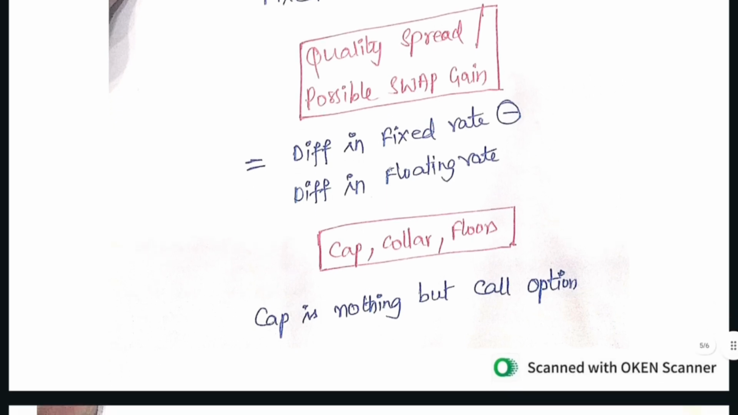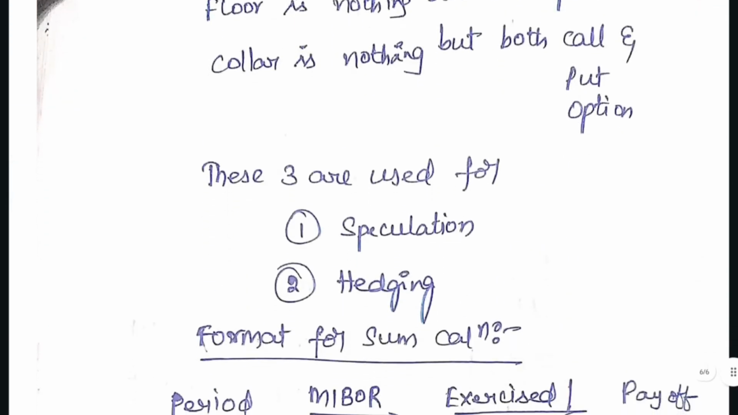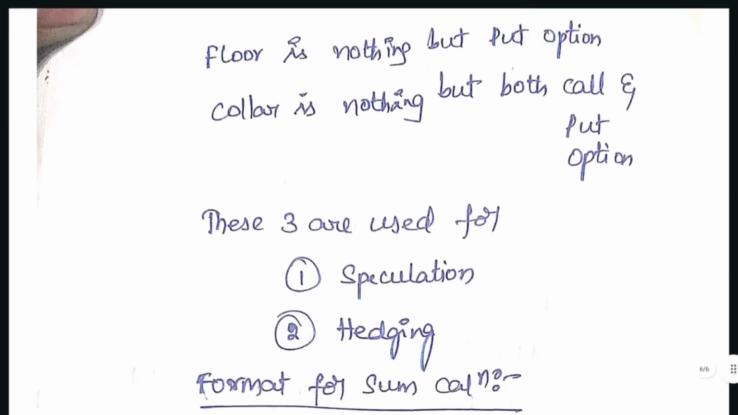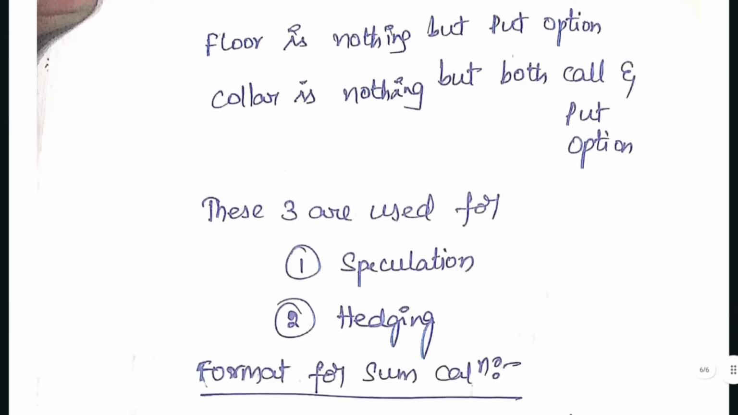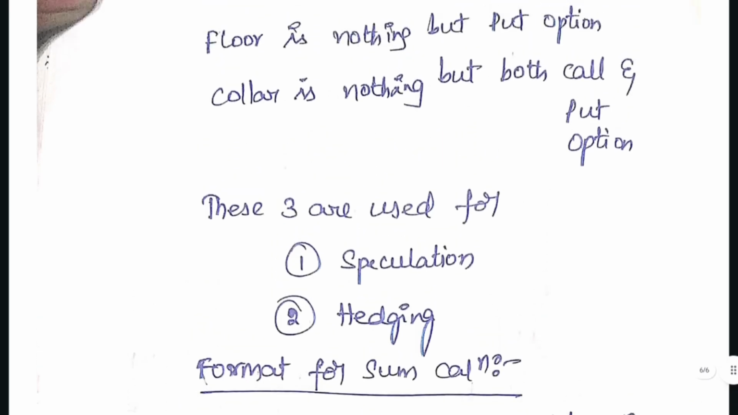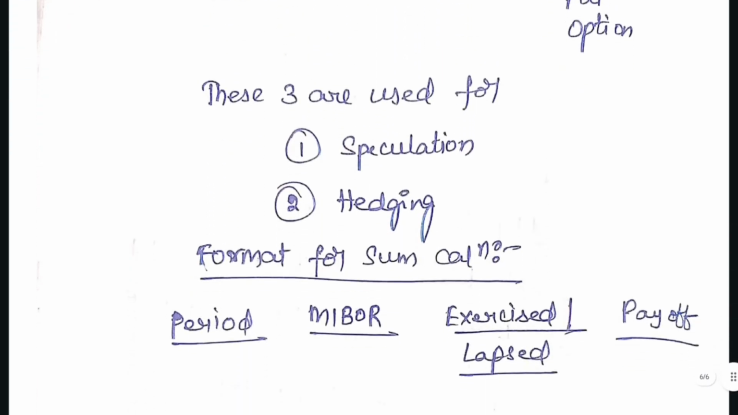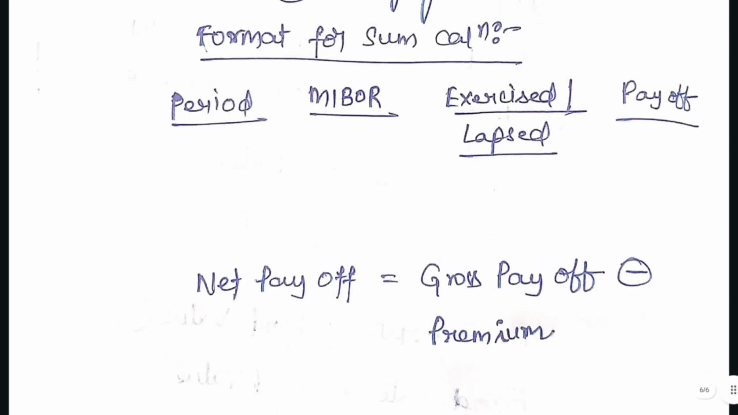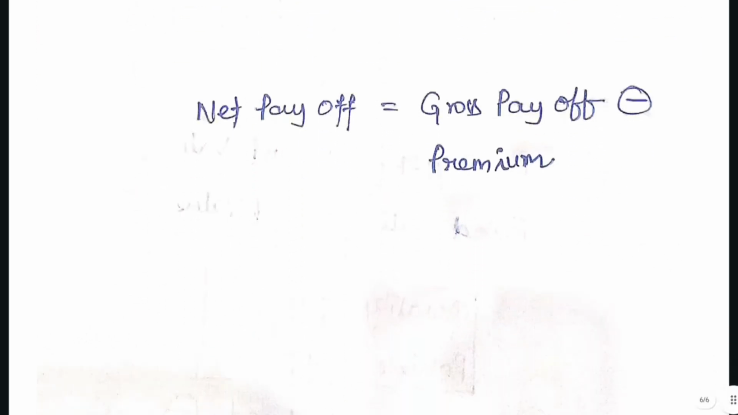Caps, collars, floors. Cap is nothing but a call option. Floor is nothing but a put option. Collar is a combination of cap and floor, call and put. Combination of cap and floor is collar, and floor means put option. Cap means call option. These three, caps, floors and collars, are used for speculation and hedging. Format for sum calculation: period, MIBOR or LIBOR, whether exercised or lapsed, payoff. Net payoff equals gross payoff minus premium.